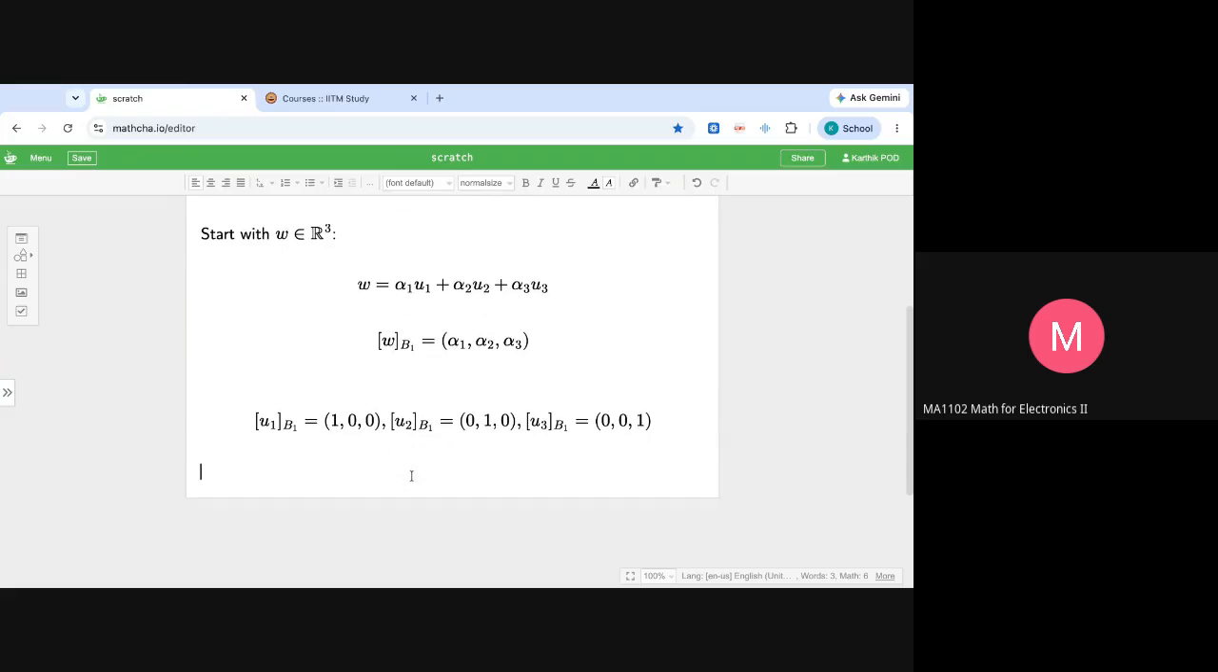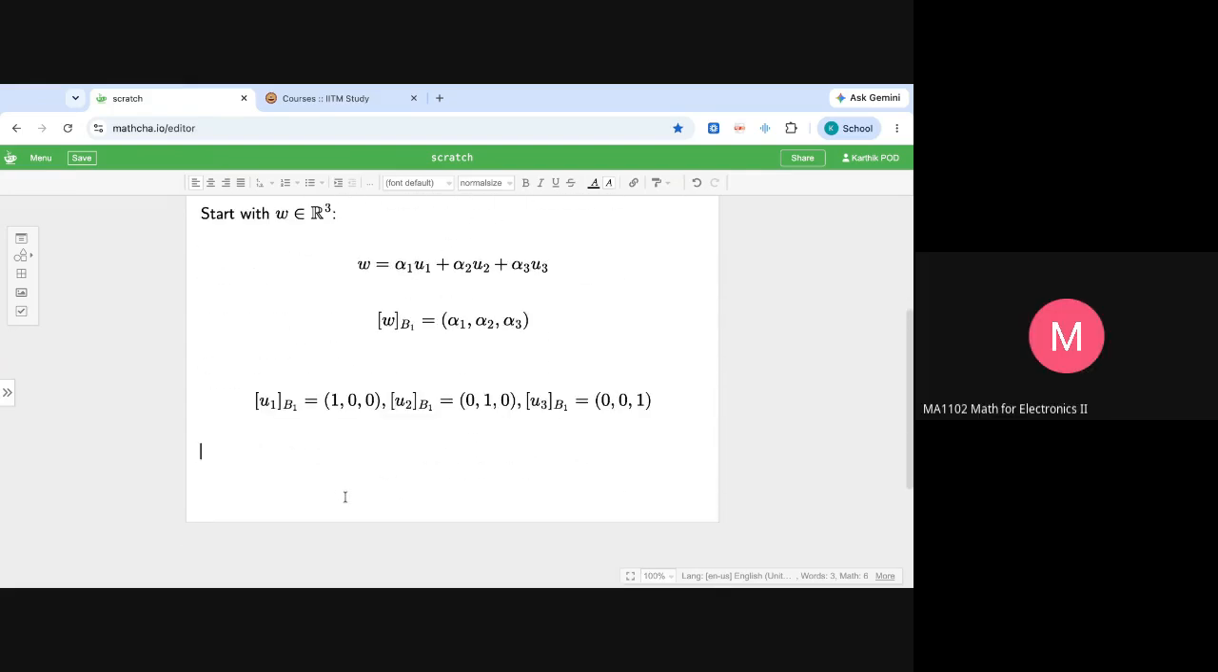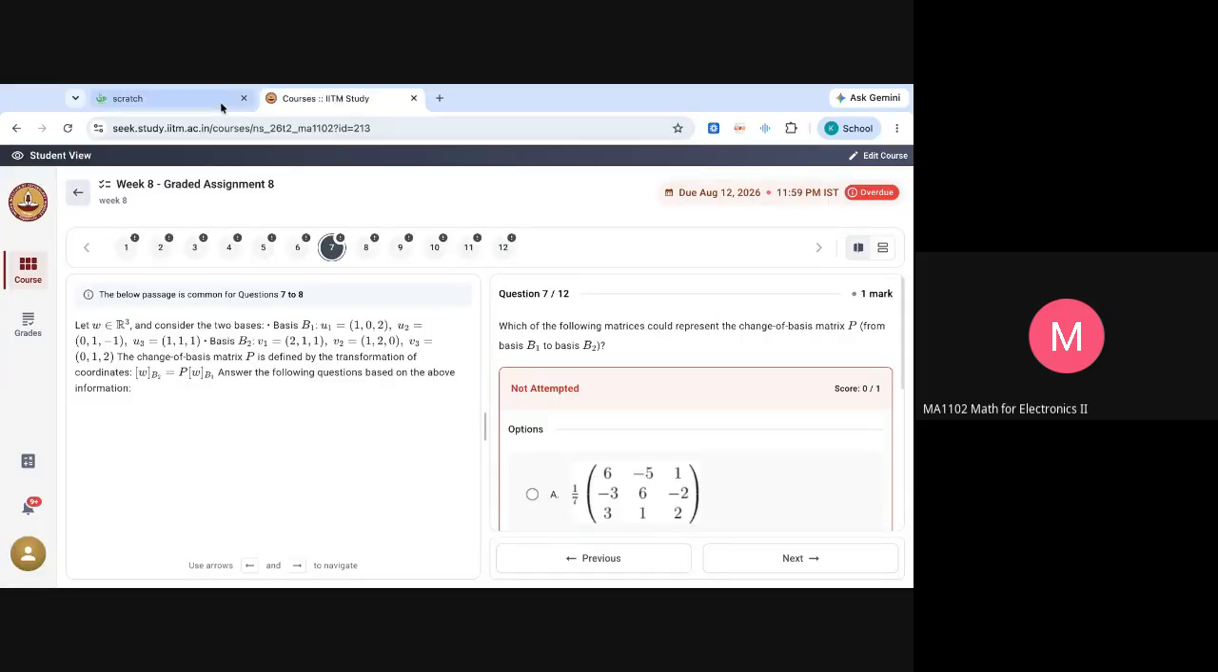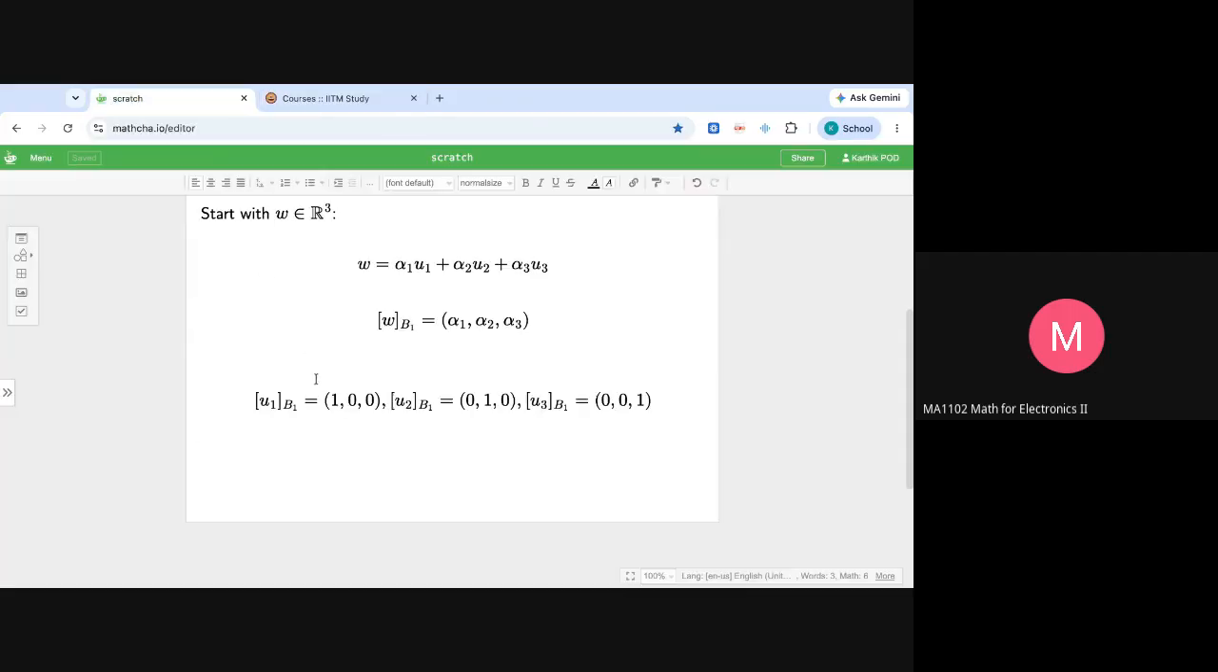Now what happens is you have to represent U1 in terms of V1, V2, V3, and that will go into the columns of P. So for example, let us now try to represent U1 in terms of basis B2. So what will U1 be?